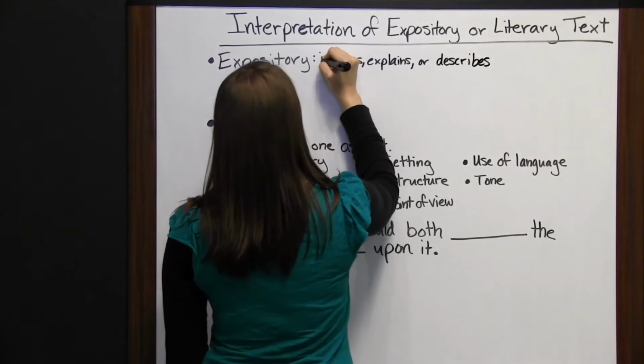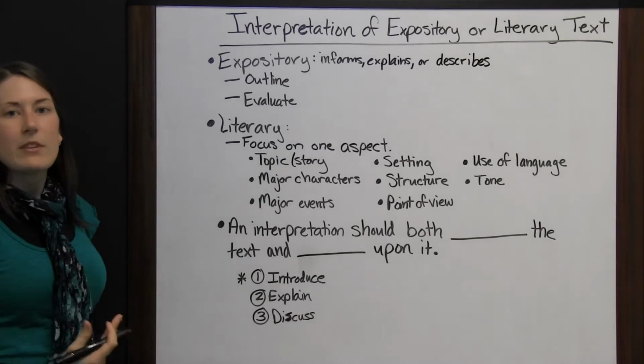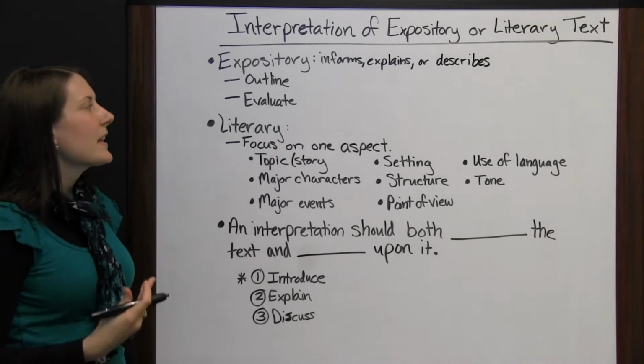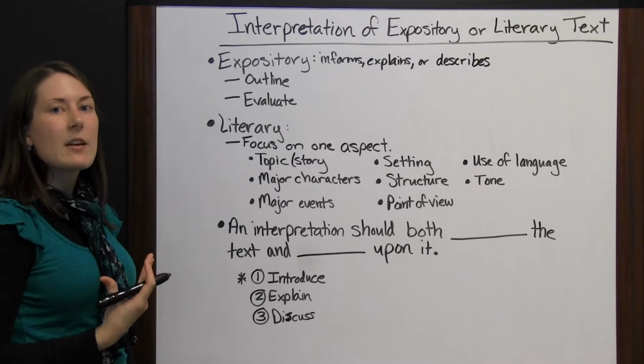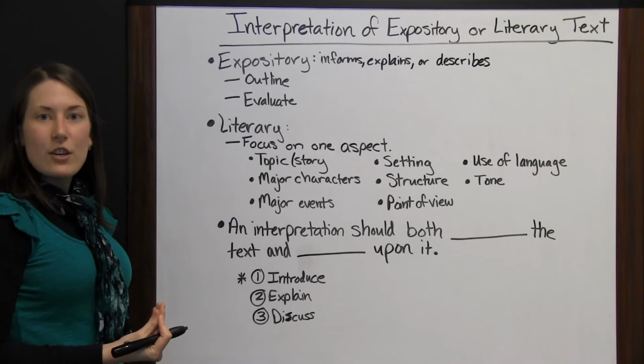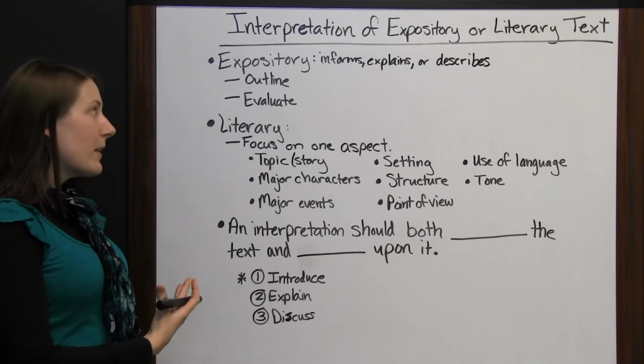There's not a plot. It's basically there to explain something to you, tell you how to do something, give instructions. A science research paper would be an example. Baking instructions for baking a cake. Anything like that would be expository.